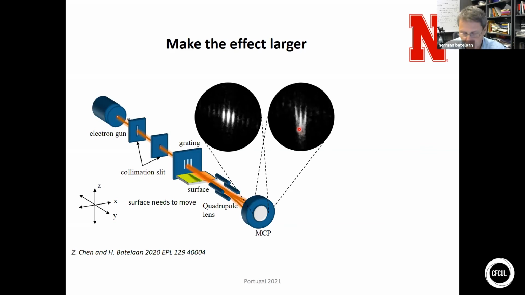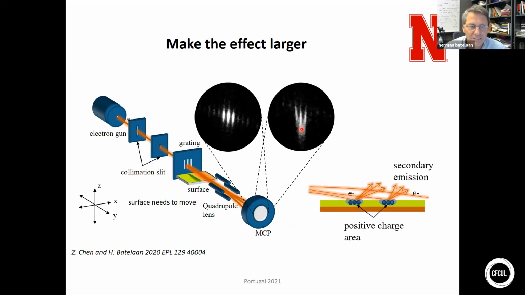Sadly, this is not true. What happens is some electrons skirt the surface. They cause secondary emission, and you get patches of charges. These patches of charges make a random potential that causes dephasing instead of decoherence. Decoherence is a time-irreversible process, dephasing is time-reversible. There's a fundamental difference.